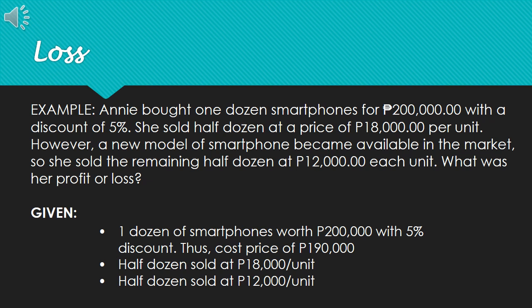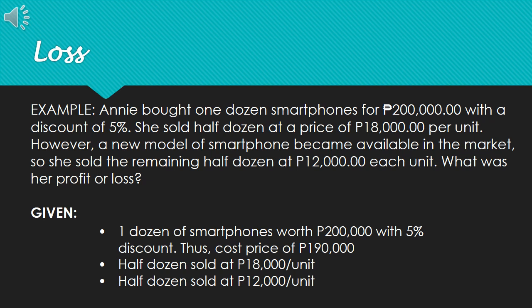For example, Annie bought 1 dozen smartphones for 200,000 pesos with a discount of 5%. She sold half a dozen at a price of 18,000 per unit. However, a new model of smartphone became available in the market, so she sold the remaining half dozen at 12,000 each unit.